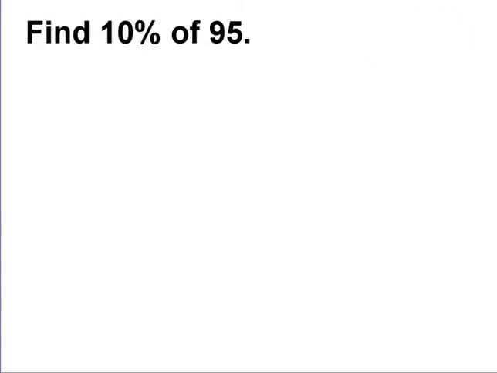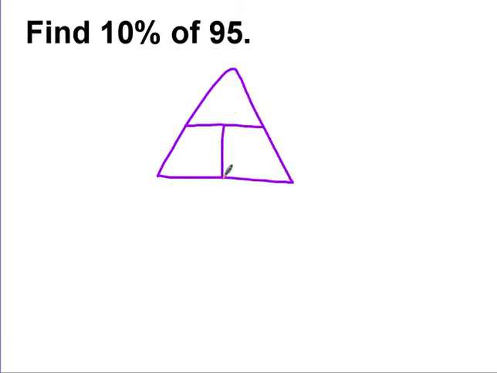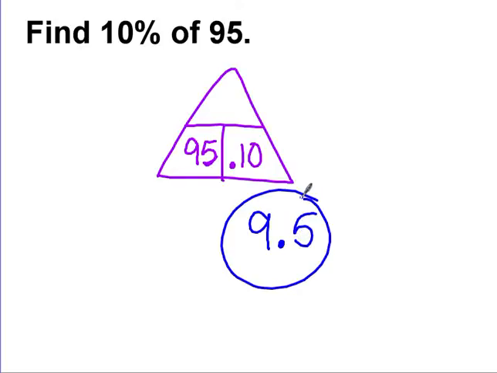All right, let's look at another one. Find 10% of 95. Where does the 10% go? Bottom right, and I'm going to put it as 0.10. Where does the 95 go? Bottom left. What's your answer going to be? 9.5. Good. Because all you do is take 95 times 0.1. Not too bad.